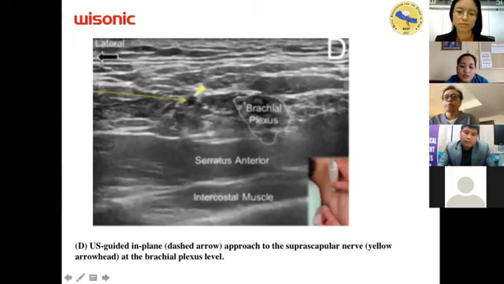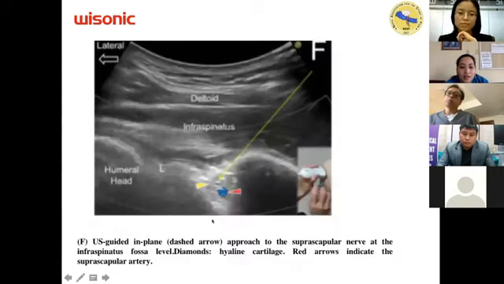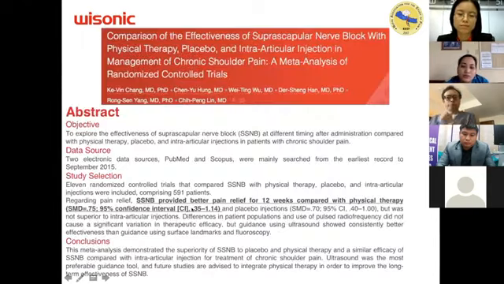If we want to inject the suprascapular nerve at the brachial plexus level, this is where we can inject. We can also inject the suprascapular nerve at the suprascapular notch, like we've already seen in the video. To inject this nerve, you can either do an in-plane technique from medial to lateral, or you can do an out-of-plane technique. This is an ultrasound-guided in-plane approach to the suprascapular nerve at the infraspinatus fossa, the spinoglenoid notch. Again, we can inject it through the medial to lateral approach.